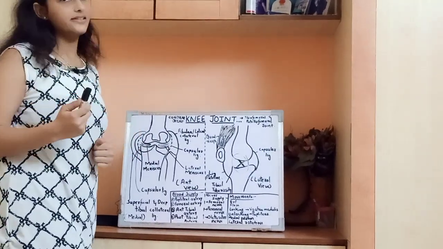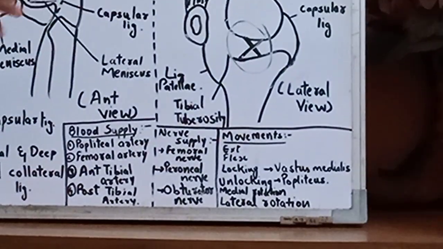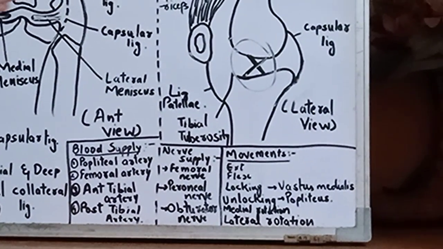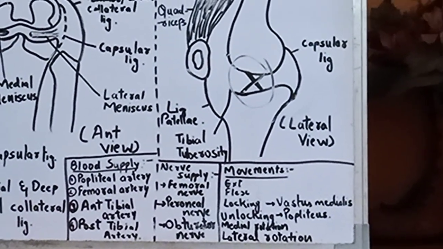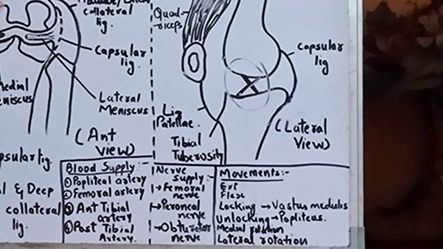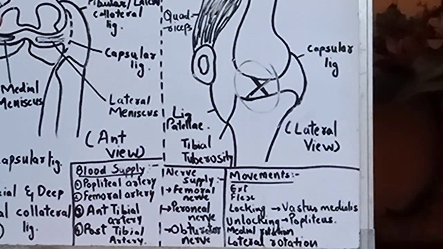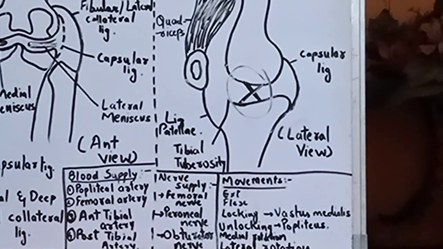Coming towards the next thing, the nerve supply of the knee joint. It is provided by the femoral nerve, which comes from upwards, right? So that's the femoral nerve, peroneal nerve, and the obturator nerve. So these are the nerve supply of the knee joint.